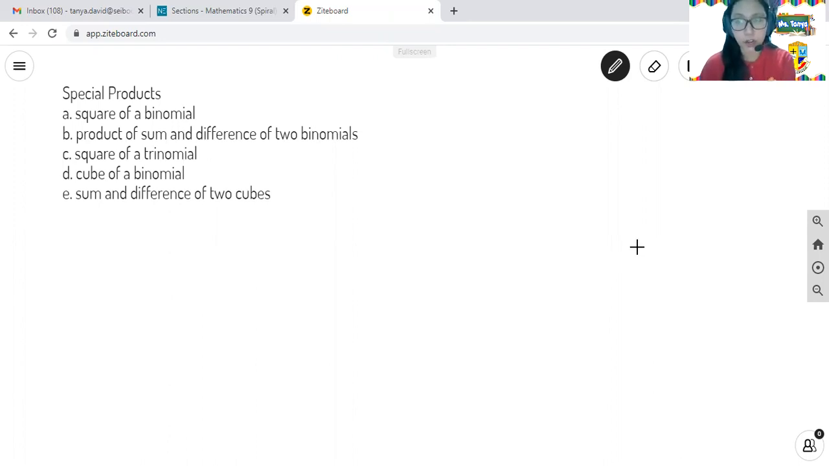We have the square of a binomial, product of sum and difference of 2 binomials, the square of a trinomial, cube of a binomial, and sum and difference of 2 cubes. Now, we will discuss each one by one so that we will understand it better. So let's start first with the square of a binomial.